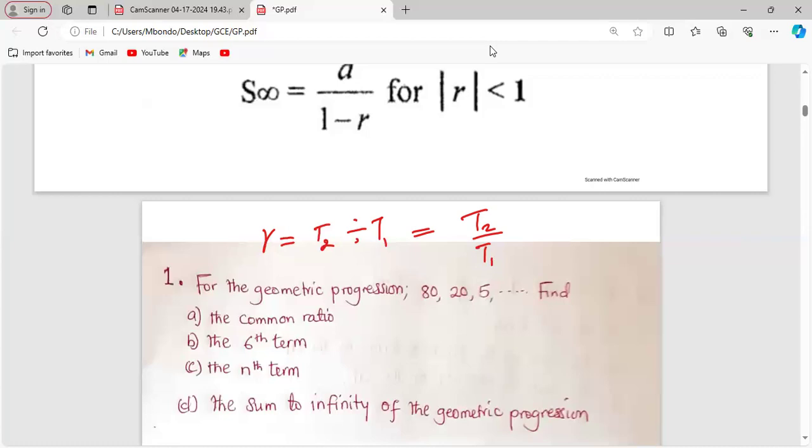Yes, okay, sir. Then let us find the common ratio here. So the common ratio for the first question is going to be equal to, like we already said, the second term divided by the first term, which is 20 over 80. And this is going to be 1 over 4. If you like, you can say this will be 0.25. 1 over 4 or 0.25. That is what is going to be our common ratio. Is that okay?